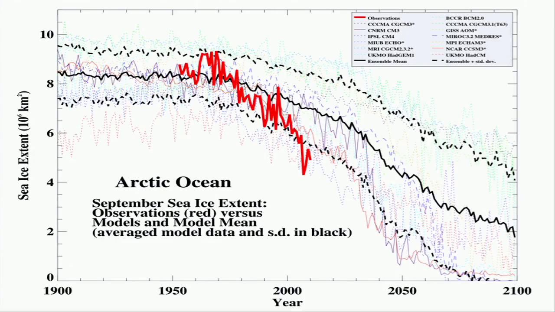Now, how do the models compare with the observations? Well, again, this shows the sea ice extent. It's in millions of square kilometres. So we start out in the observations at just over 8, the red line in the observations there. The models, and there's a lot of different models, as you can see. The average of all the models is shown in the black line, and the dashed black line shows the standard deviations of all those models.